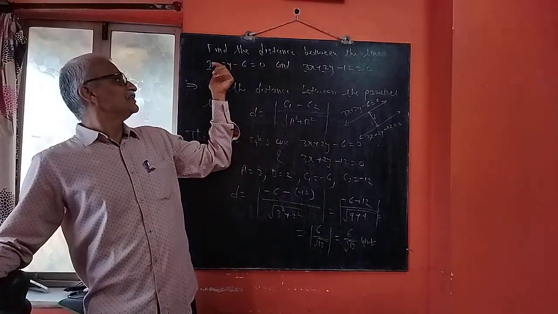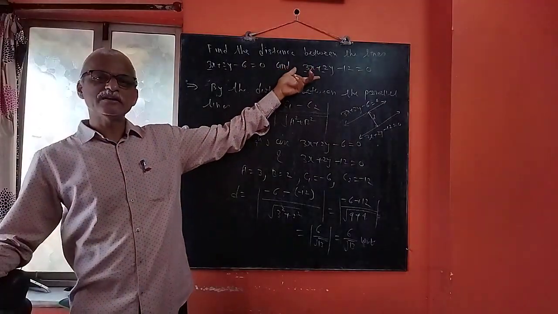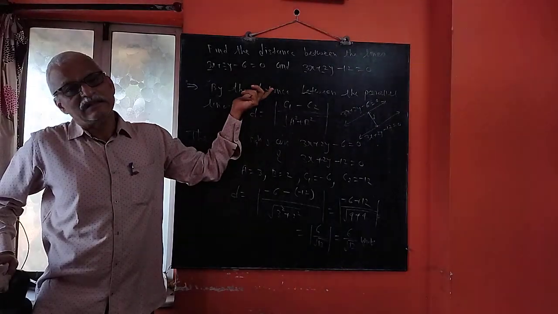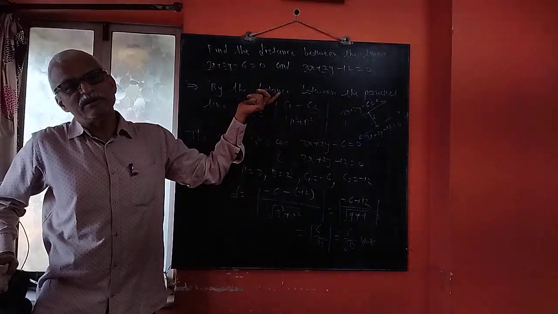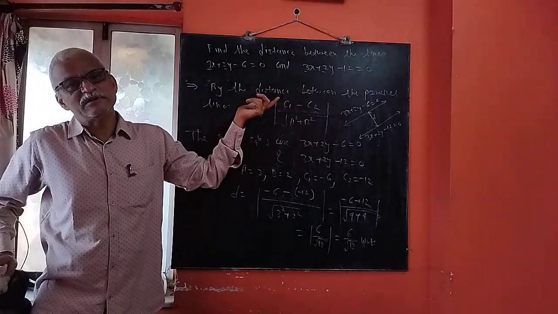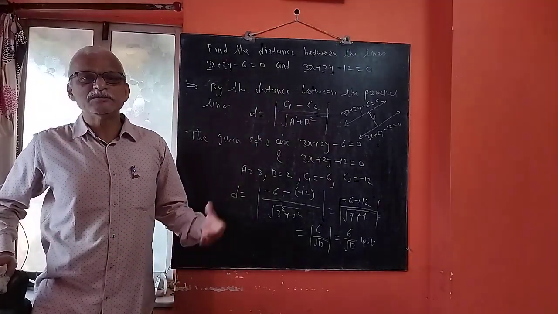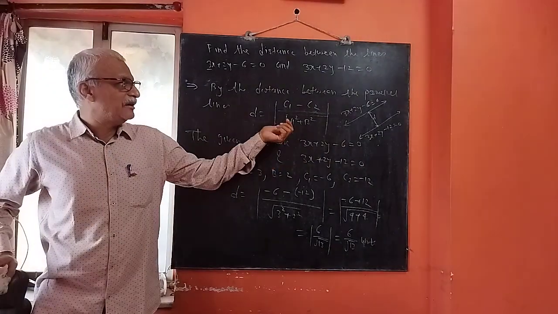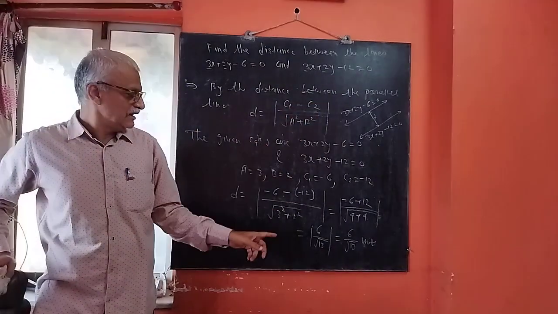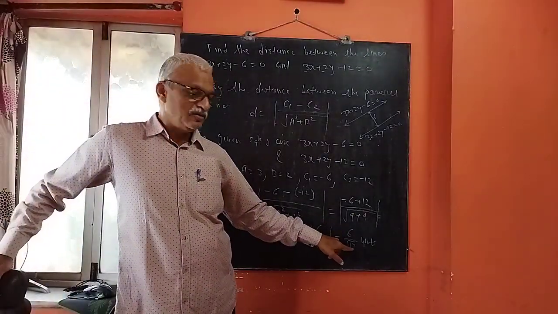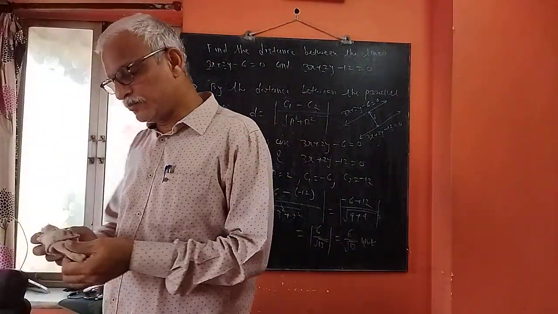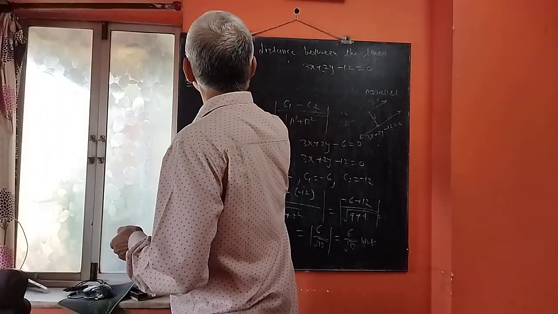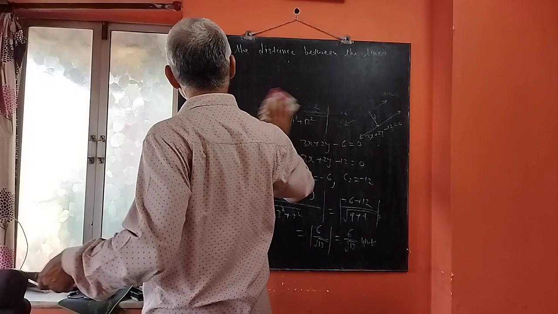In this case, since the values are directly same, you directly compare with the coefficients of ax plus by plus c1 equals to 0 and ax plus by plus c2 equals to 0. We have got the coefficients a, b, c1, and substituted the values of a, b, c1 as well as c2, and we have got the distance as 6 upon root 13 units. We will solve one more problem on the distance between lines with a different type of equations.